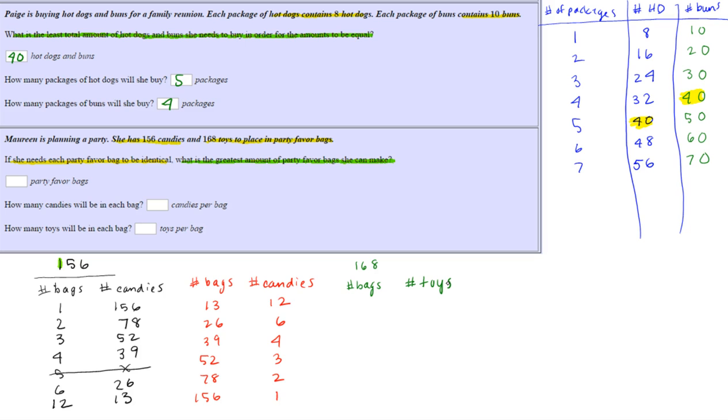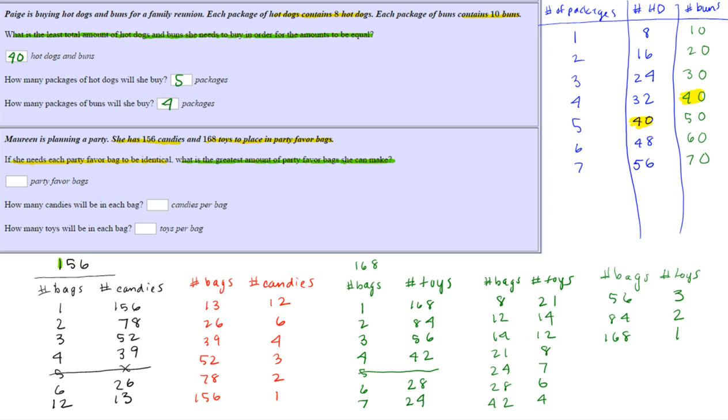Okay, so now we're going to follow the same process of finding all of the factor pairs. So here is a list of all the factor pairs of 168. Okay, and again, we can reverse these because the first number corresponds to the number of bags and the second number corresponds to the number of toys. So let's write all those reverse values. Okay. So now we know all the ways that we can break up the candies into an equal number of candies per bag without any candies left over, and the same for the toys to place in the party favor bags.